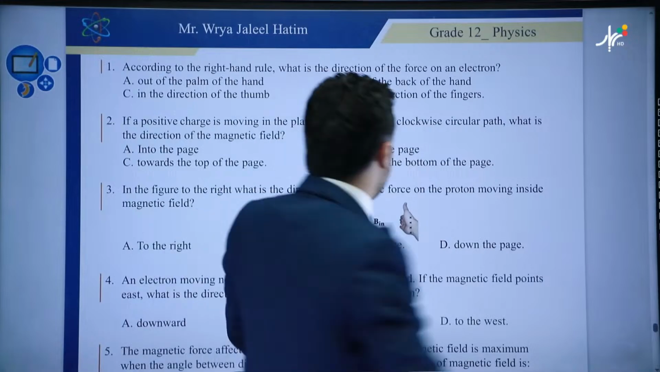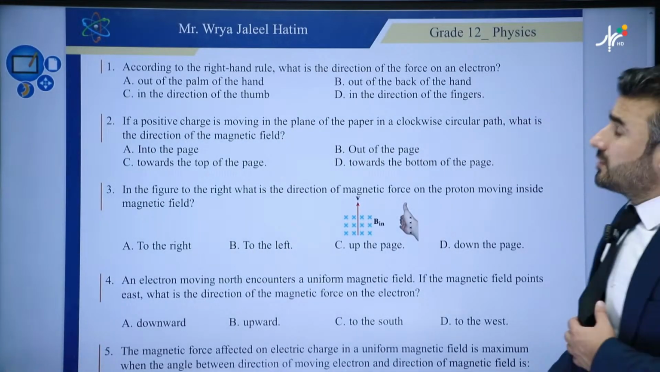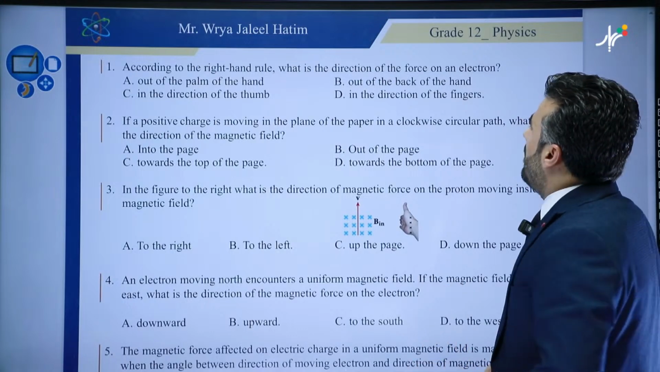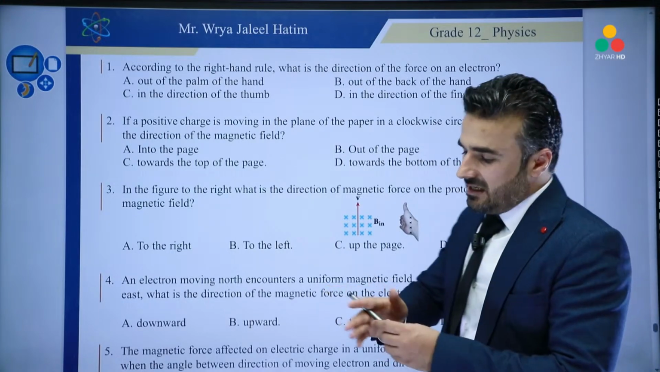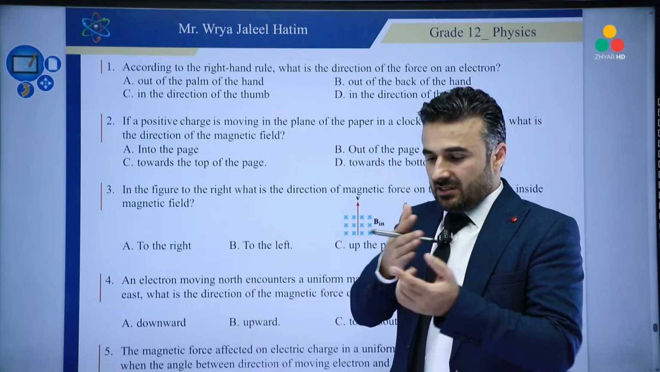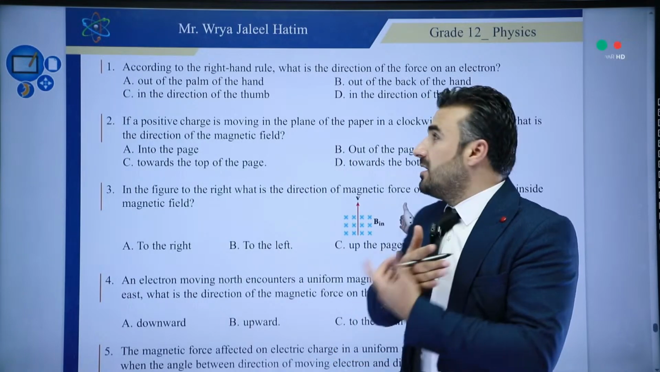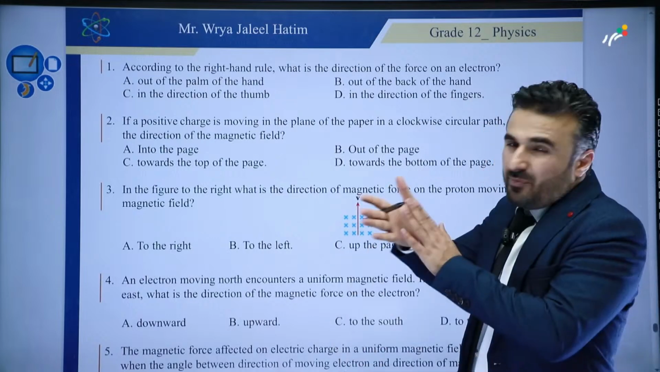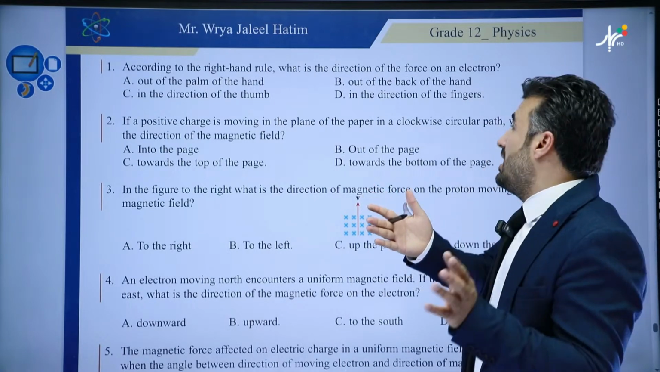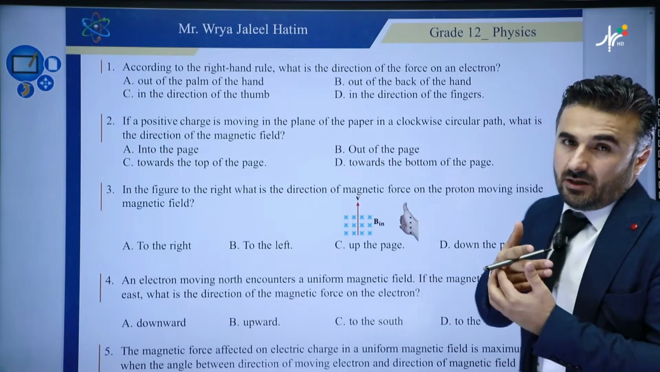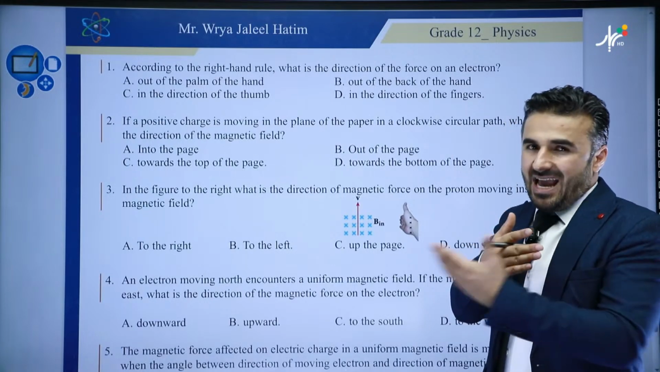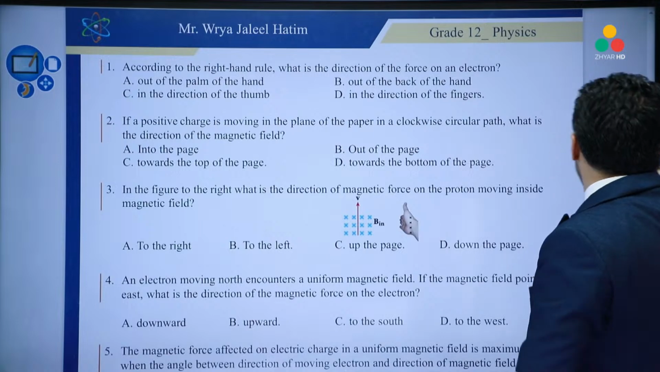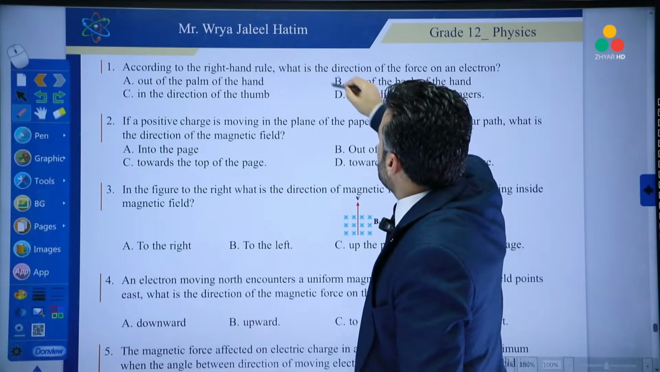Perhaps we can solve some together. So according to the right-hand rule, what is the direction of the force on an electron, yeah? So we said if it is an electron, of course, the palm for positive, the back of the hand for negative, yeah? So which one says that? It says out of the palm of the hand, okay? Out of the palm, that is for positive proton. No. B, out of the back of the hand, that is the correct one, yeah? So the direction of the force is going to be out of the back of the hand, you can say. So, of course, the correct option here is going to be option B.